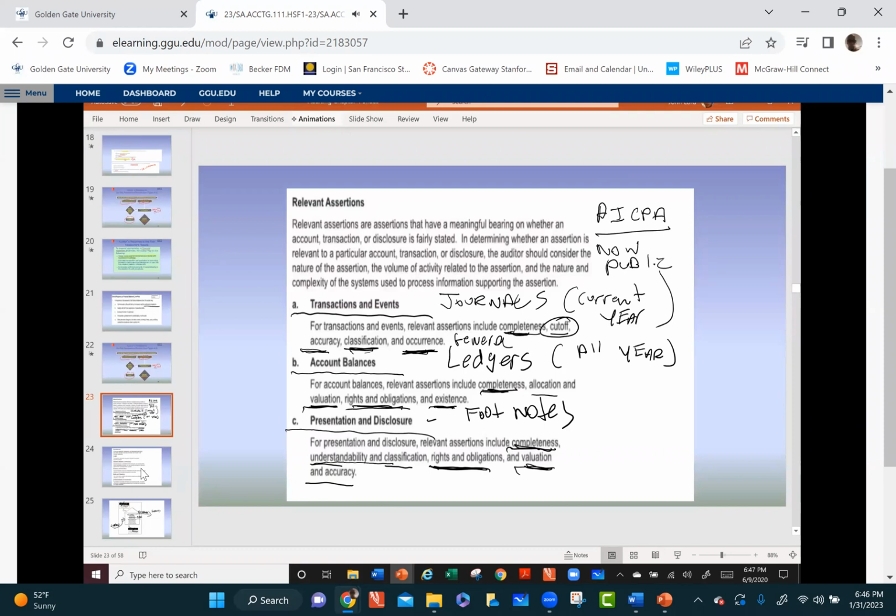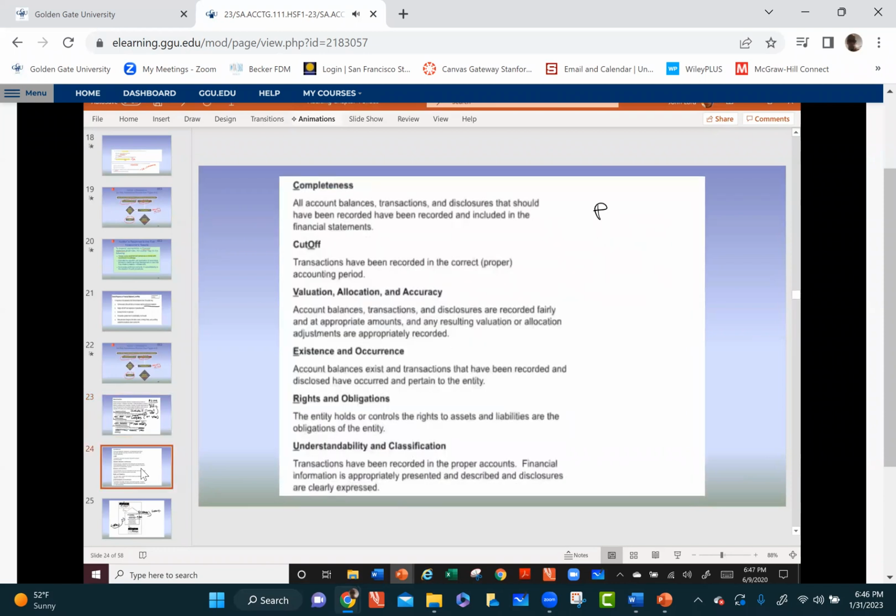We consider them like this in these 3 categories, etc. The PCAOB has decided, first of all, not to group the assertions into the categories that we talked about, and they have slightly different assertions.